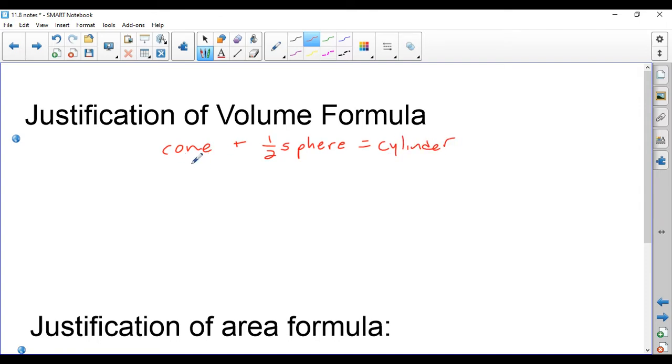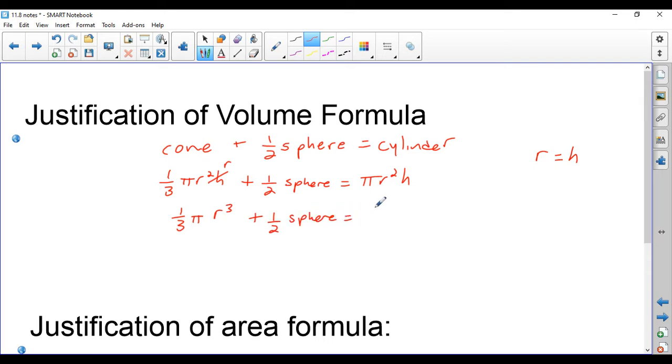And we know the formula for a cone, 1/3 pi r squared h. We're going to try and find the formula for volume of the sphere. And we know the formula for volume of a cylinder, pi r squared h. Now, in that picture, in the video, the radius was the same as the height. So this is 1/3 pi r squared times r. R squared times r is r cubed, plus half the sphere equals pi, and again, it's r squared times r. R squared times r is r cubed.